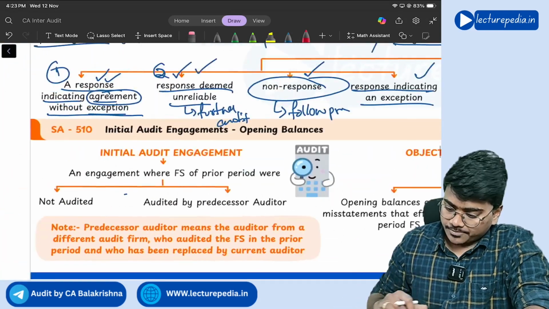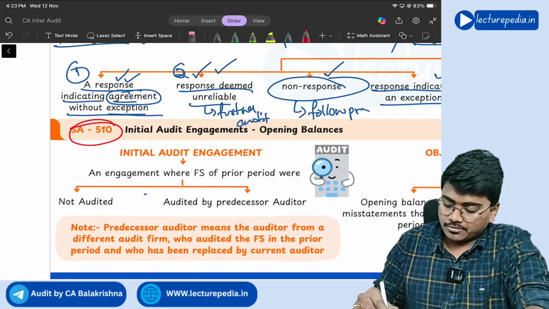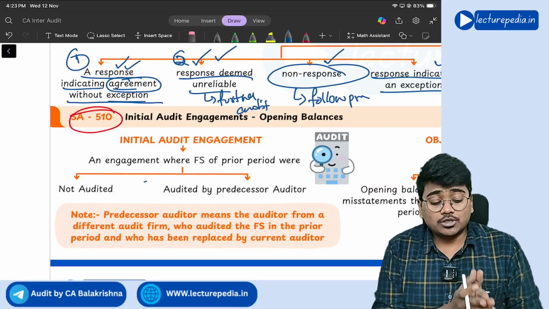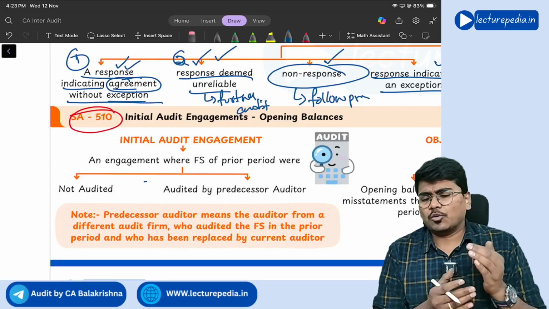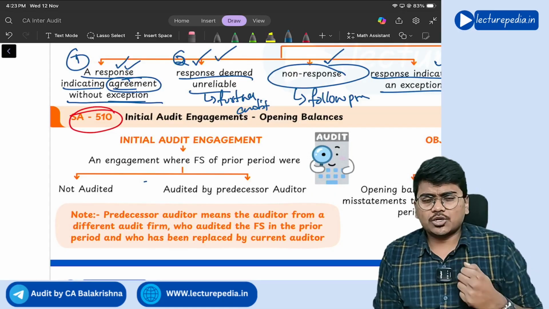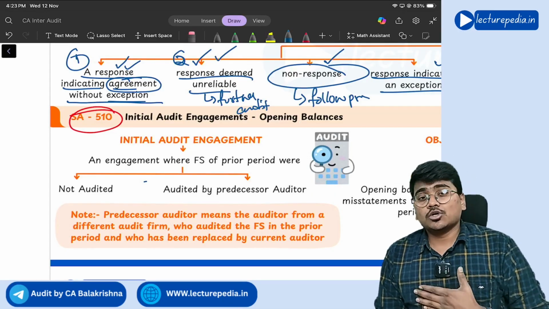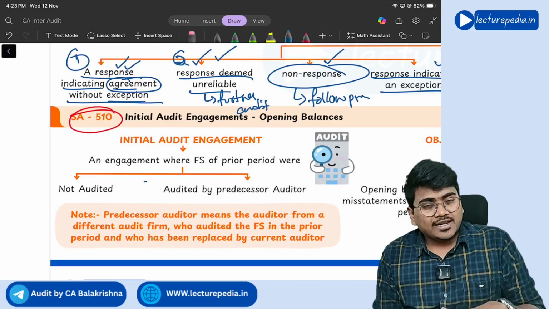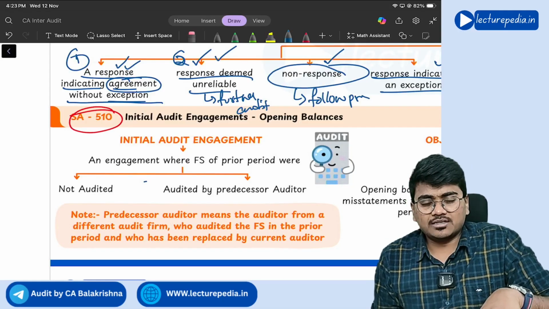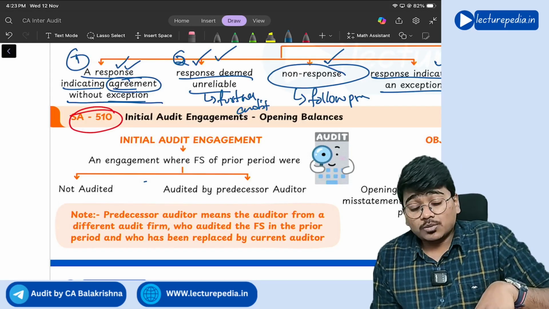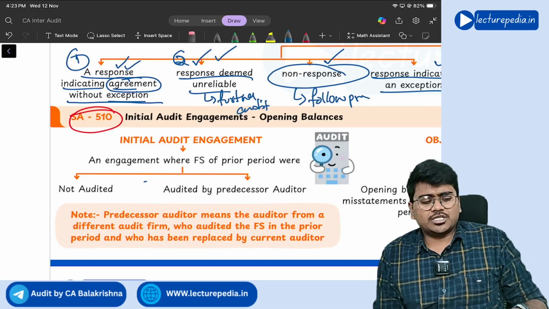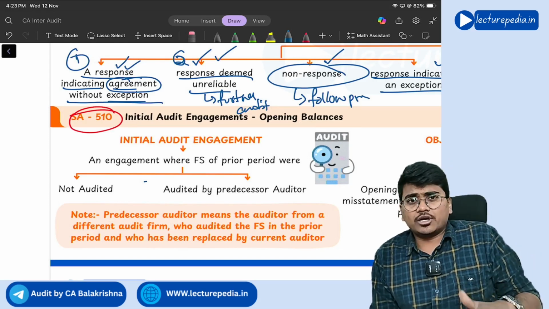Next, moving to SA 510. This SA 510 deals with opening balances. See, opening balances of the current year come from the previous year's closing balance, right? So what procedures should the current year auditor perform with respect to opening balances of the current year, that too in respect of an initial audit engagement, not with respect to recurring audit engagements.